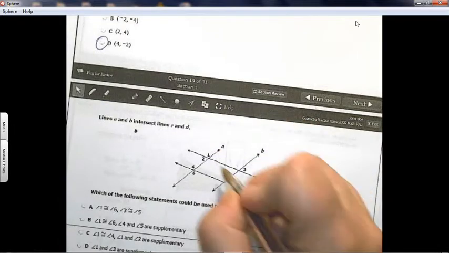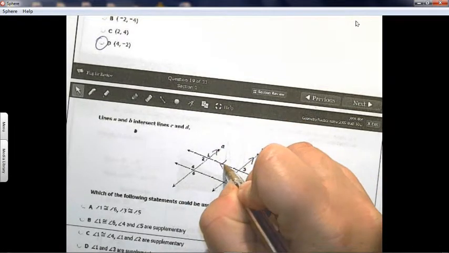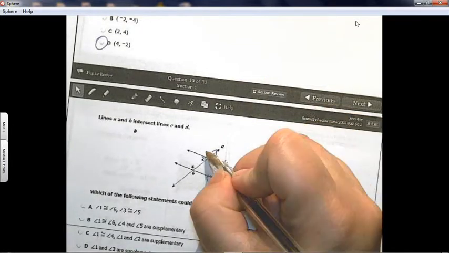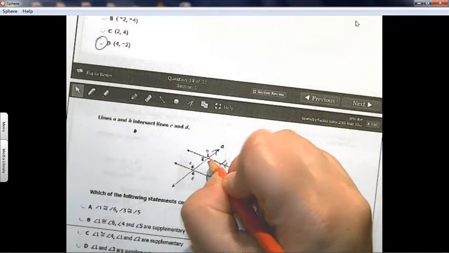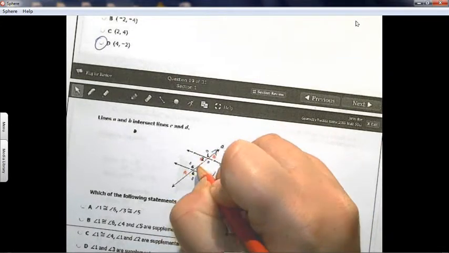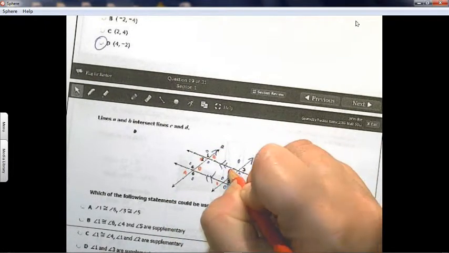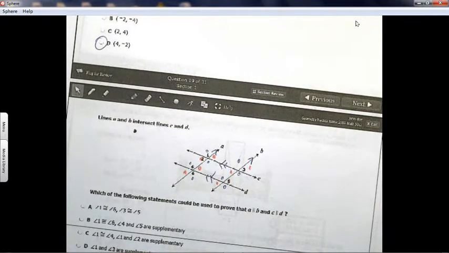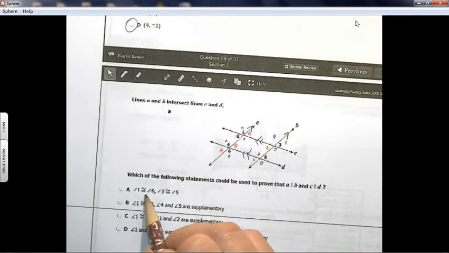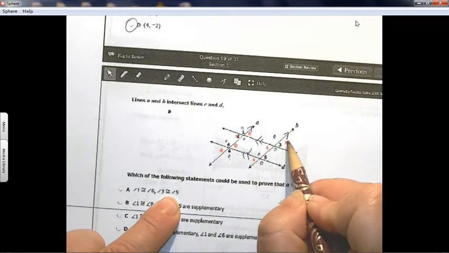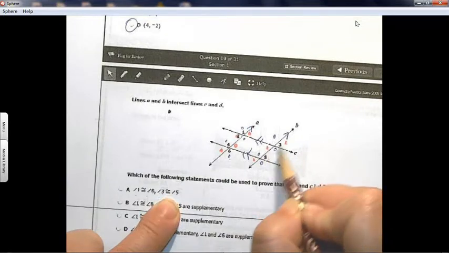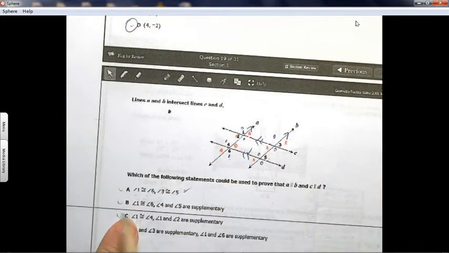If we wanted to prove that these lines are parallel, I need to know this is congruent to all these would have to be the same. And then all of these would be the same. So let's look down here at our answer choices. It says which one could be used to prove. Are 1 and 6 congruent? 1 and 6 and 3 and 5. 3 and 5. Well, they would be the same. So that's a possibility.